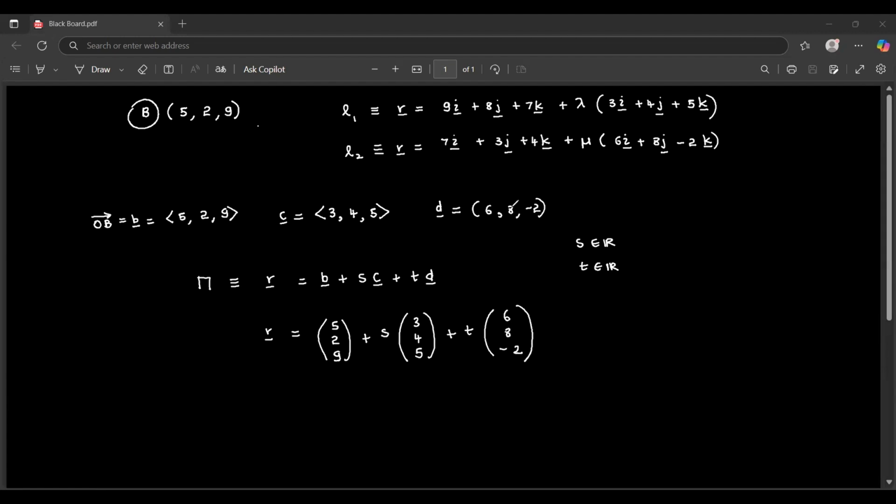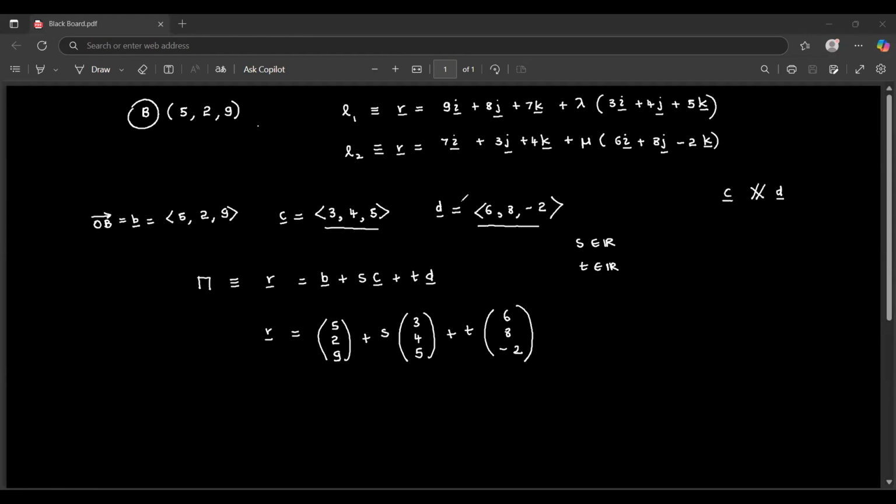Here we have to keep one thing in mind. When we were learning the vector equation of a plane, we knew that these two direction vectors should not be parallel to each other. In this question, I shouldn't have used parentheses; I should have used angular brackets. Fine. So we know these two are not parallel, C is not parallel to D.